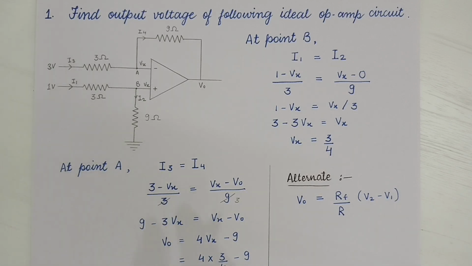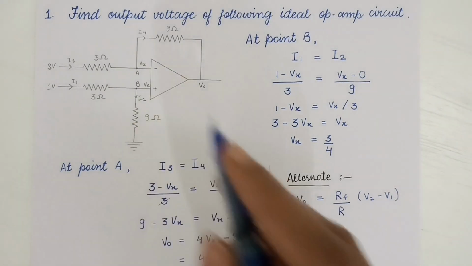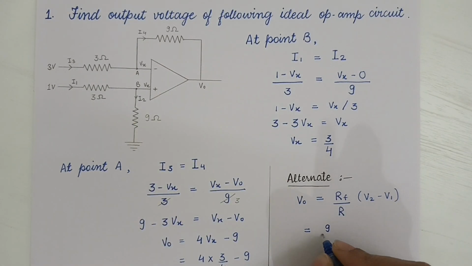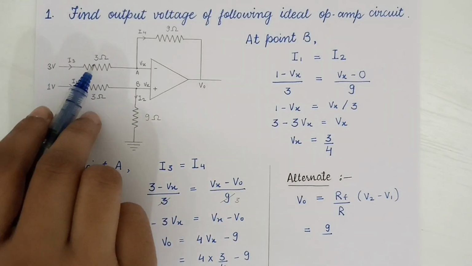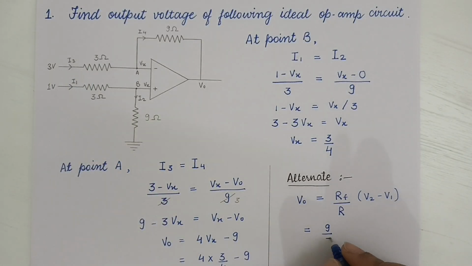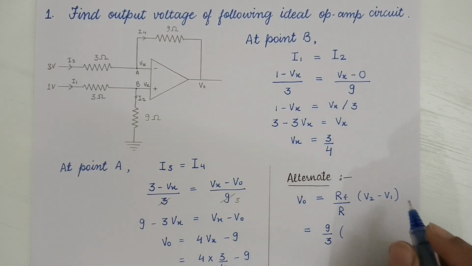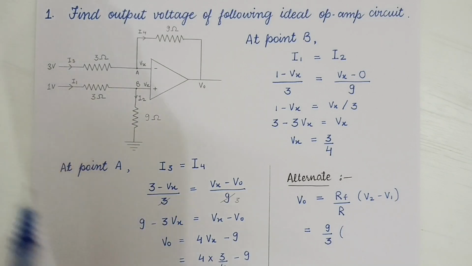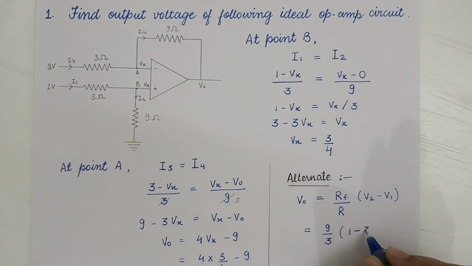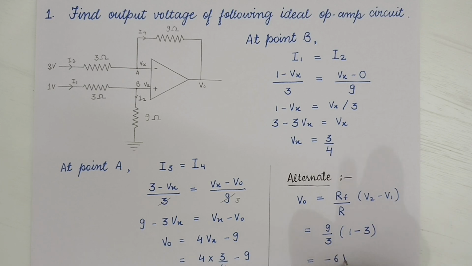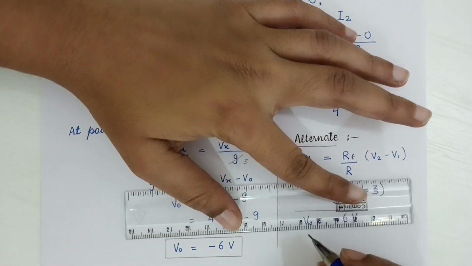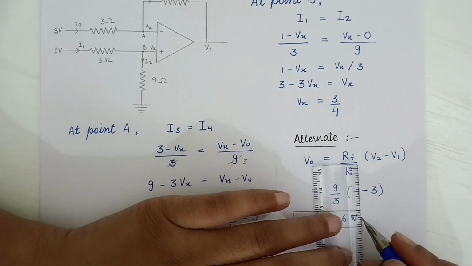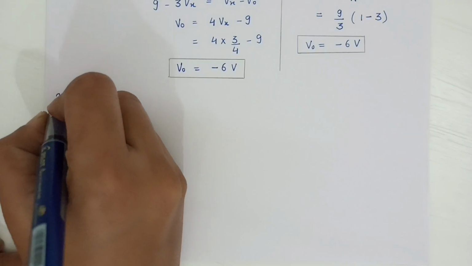So just putting these values in the formula, we will get RF, 9 ohm, divided by R, that is 3 ohm, times V2 minus V1, means 1 minus 3. And here we get minus 6 volt. That is our output voltage. So this is it. Now moving to the next question.